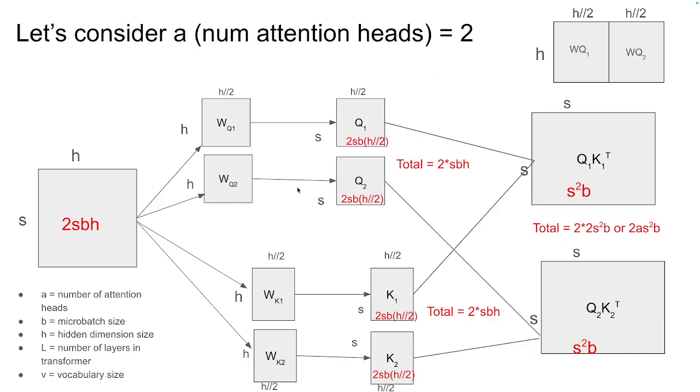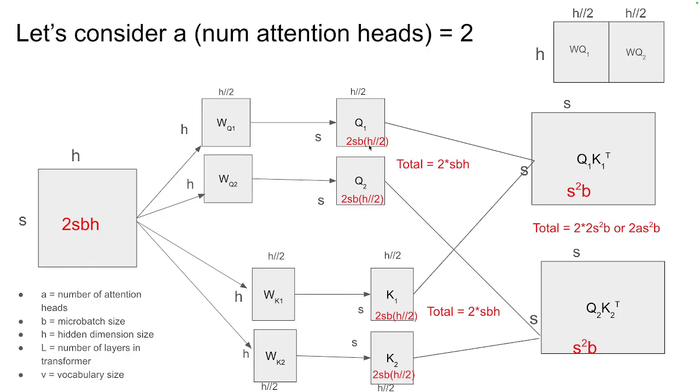So you will take the input matrix and multiply it with WQ1, do a matrix multiplication, and WQ2, and you will get back Q1 and Q2.